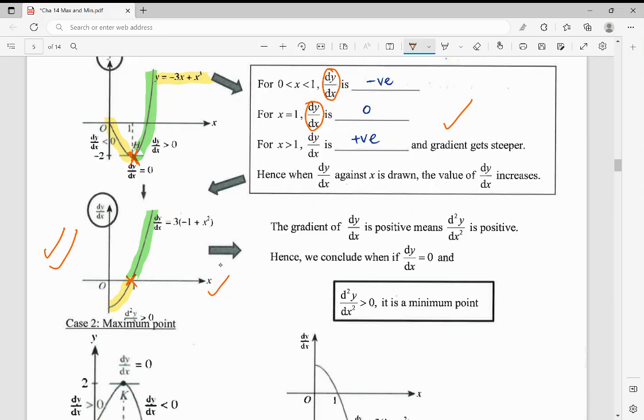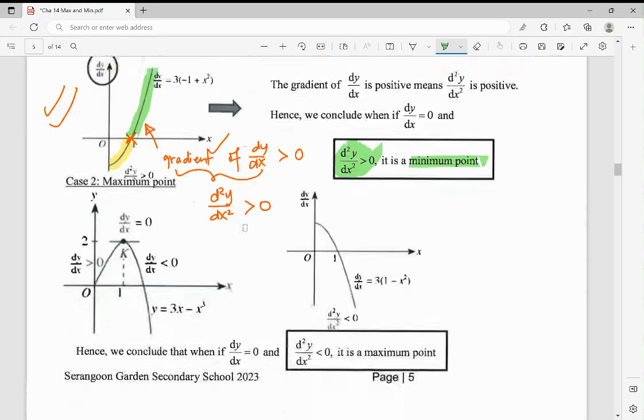If you take a look at the gradient of this graph that we have drawn, the gradient of dy/dx is positive, right? It's more than 0. And we have said that the gradient of dy/dx is the second derivative, which is written in this form, and it is more than 0. So we conclude that if my second derivative is more than 0, I can simply conclude that it is a minimum point.